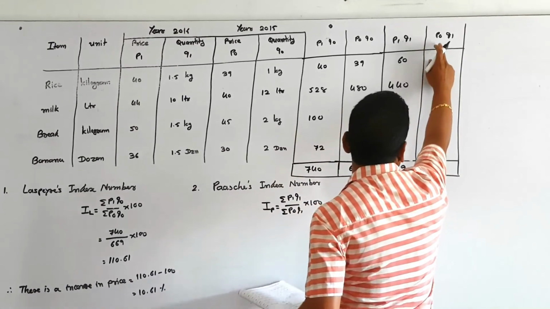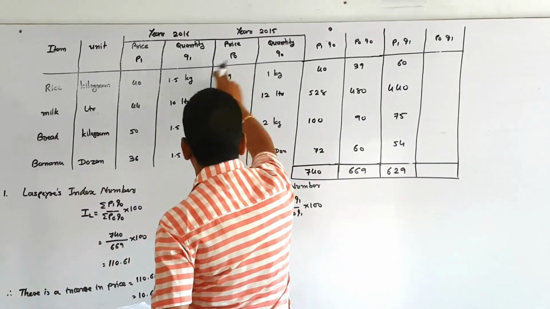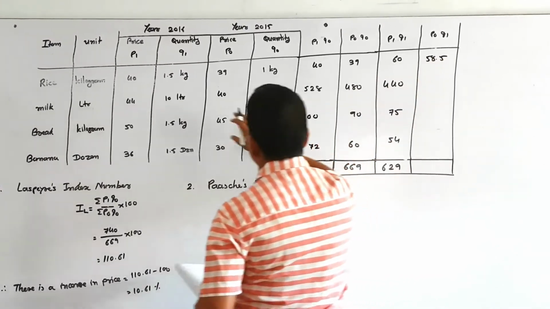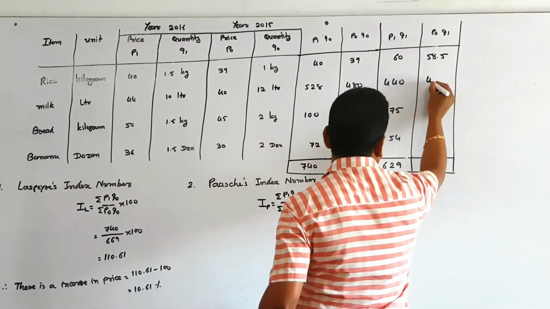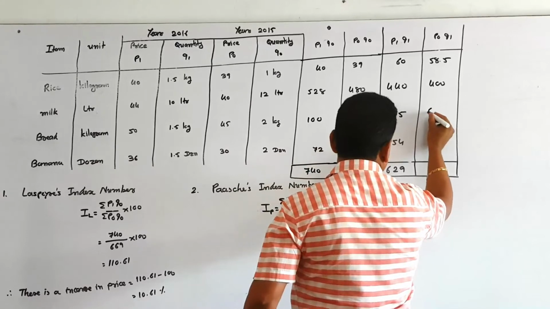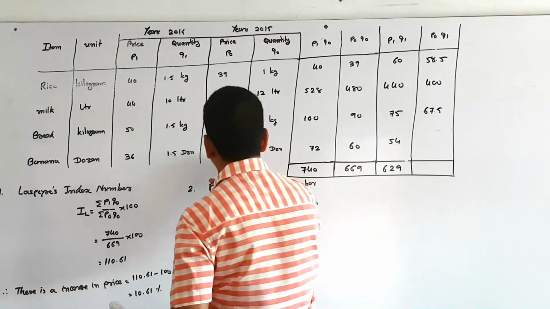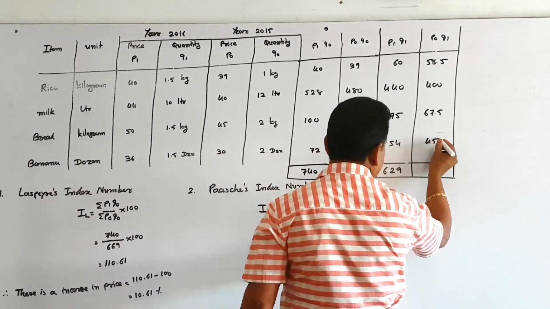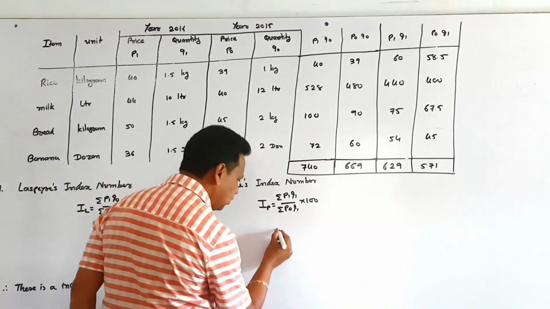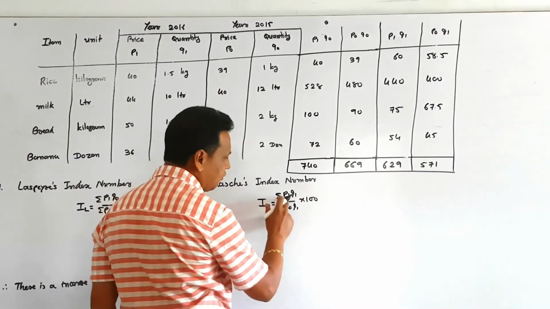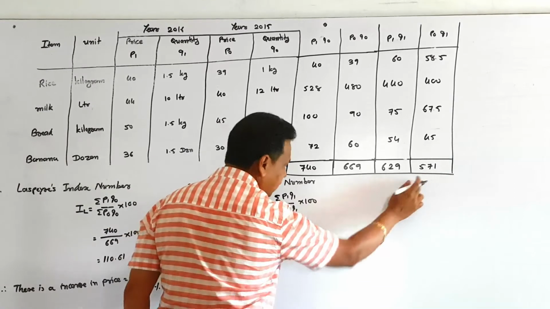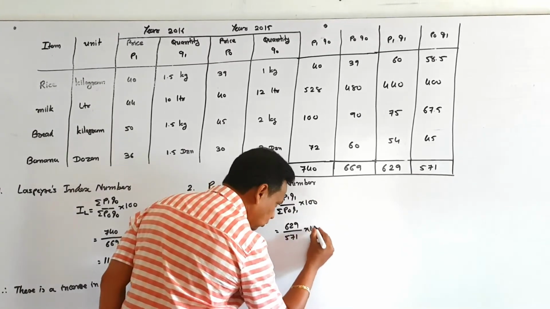Now the next column to be prepared is P0 Q1. So P0 and Q1, 39 into 1.5, it is 58.5. 40 into 10, it is 400. 45 into 1.5, it is 67.5. And 30 into 1.5, it is 45. Again get the total of the column, it is 571. So now it's time to put the values in the formula, sum of P1 Q1, so here we have 629 divided by sum of P0 Q1, we have 571, into 100.